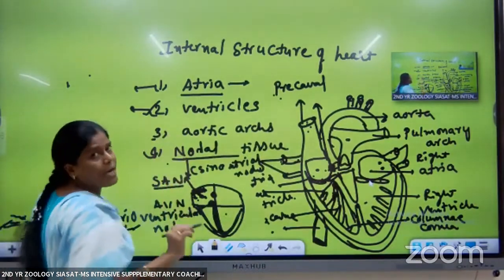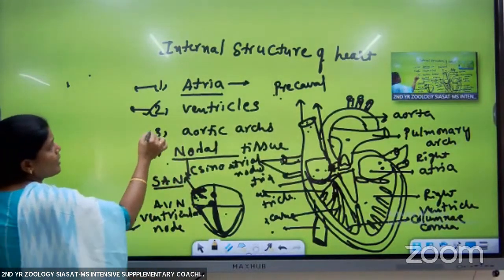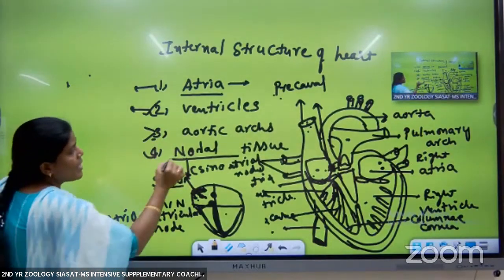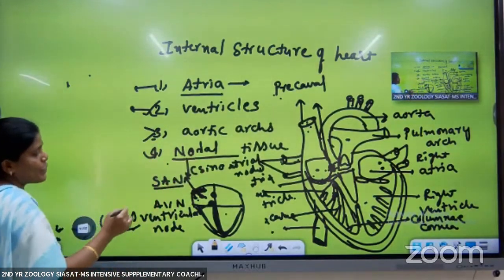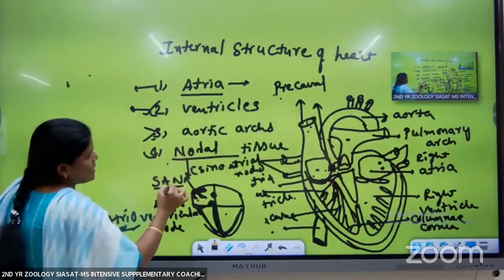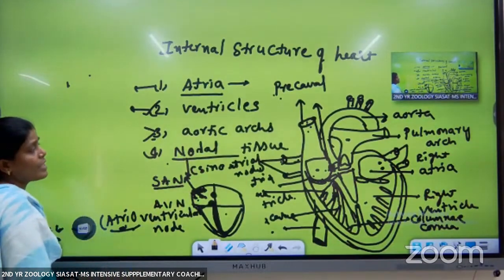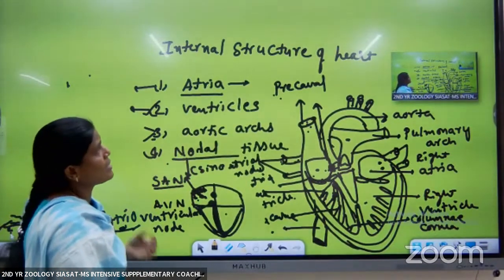Next are the aortic arches. There are two aortic arches, the systemic arch and the pulmonary arch. Already we discussed. Next, the nodal tissue. Nodal tissue has two specialized tissues, SAN and AVN. Clear? This is about the internal structure of the heart.